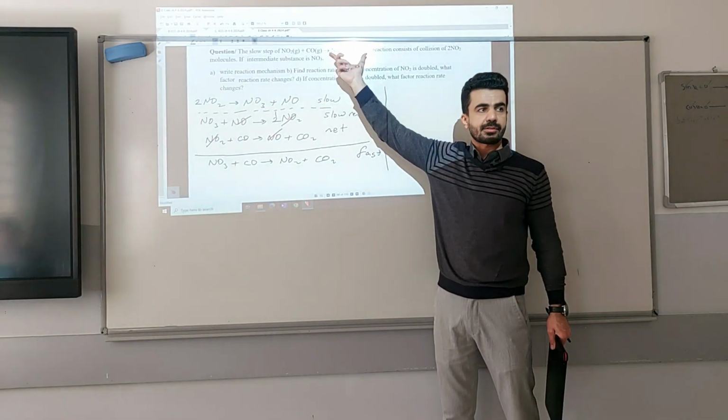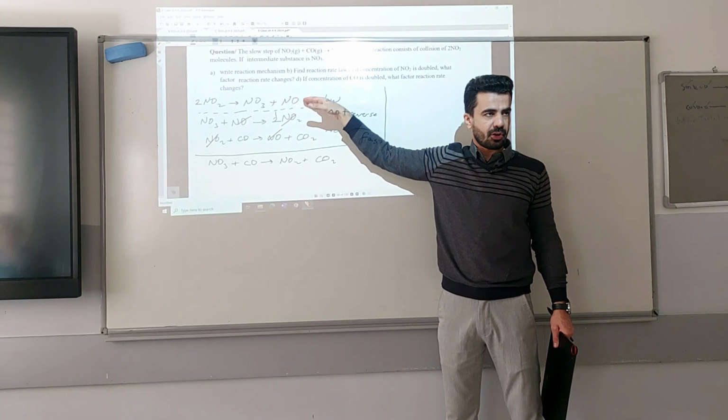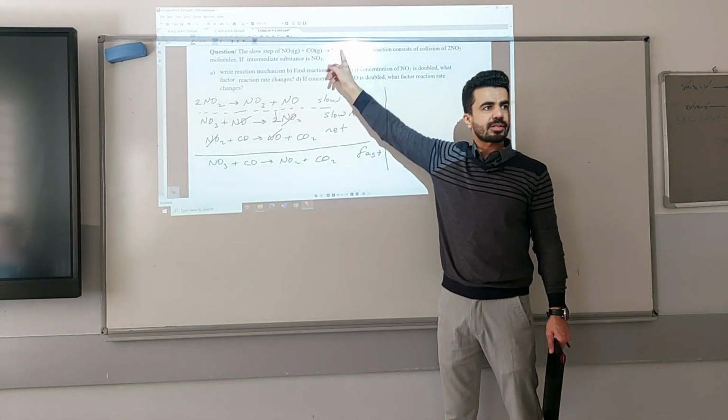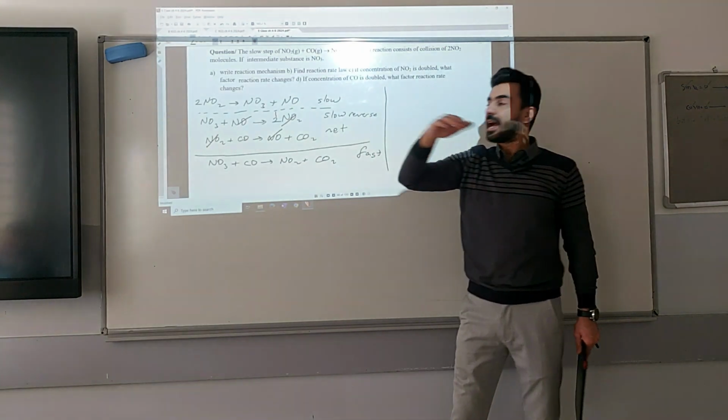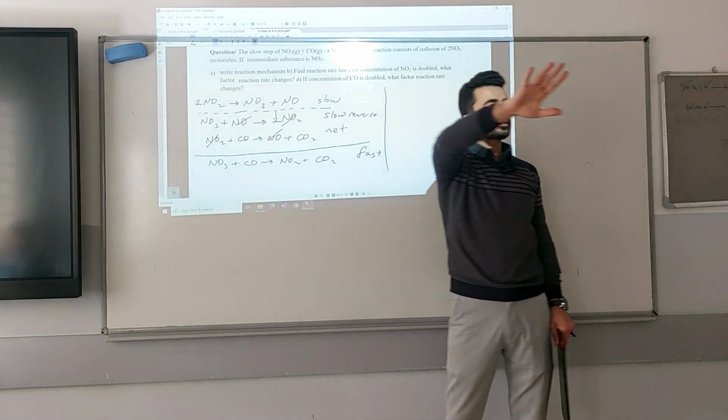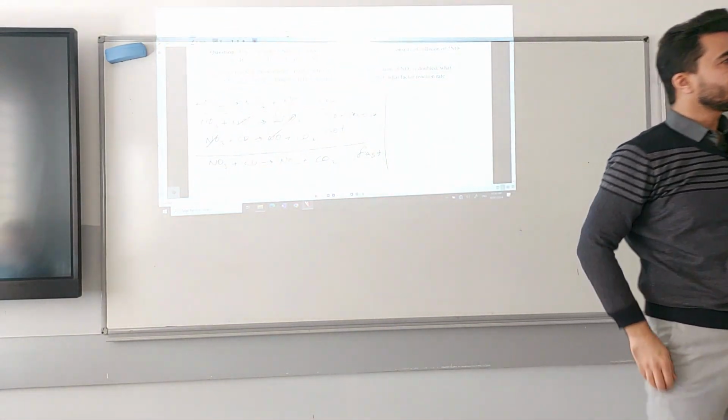Look at the net always. When you need to finish the product of the slow step, look at the net. Is it CO2 that's here, or is it NO? So it's NO. When we put the NO, it will be directly balanced with the reactant side. So that's the slow step. It's done. It's finished. Okay.